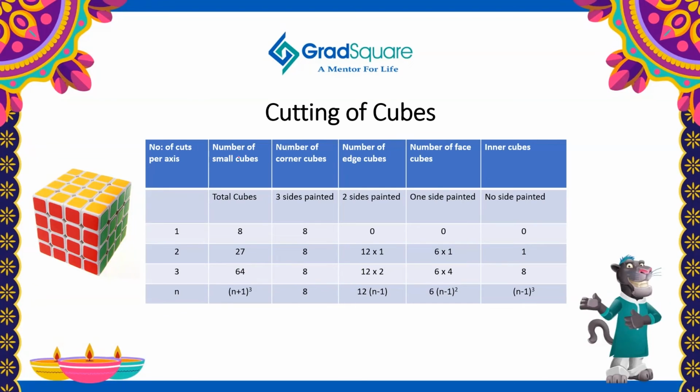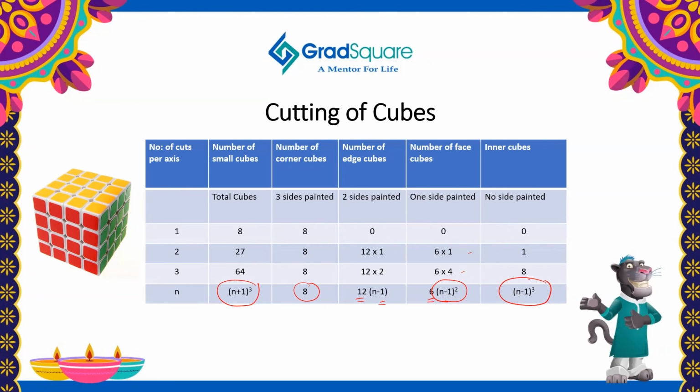So we can extrapolate this for n cuts per axis. If you do n cuts per axis, you will have n plus 1 the whole cube number of cubes. 3 cuts, 3 plus 1 the whole cube, 4 cube. 8 of them will be corner cubes and that will be the 3-side painted cubes. 12 into n minus 1 will be the total number of cubes which are 2-side painted. 6 into n minus 1 the whole square will be 1-side painted, see 1, 4. And n minus 1 the whole cube will be no side painted cubes. So this is a formula that you can use for cutting of cubes.